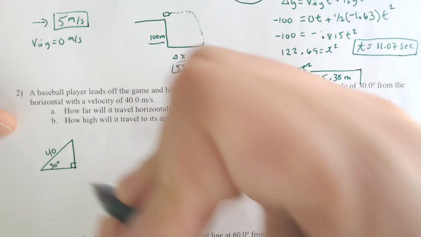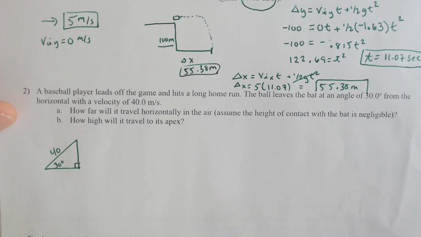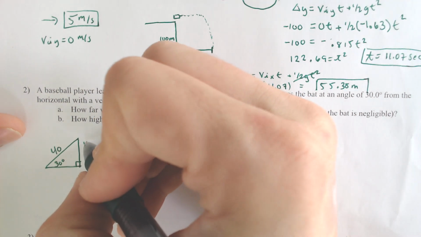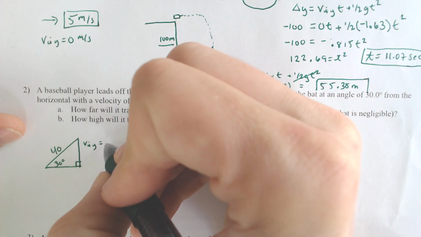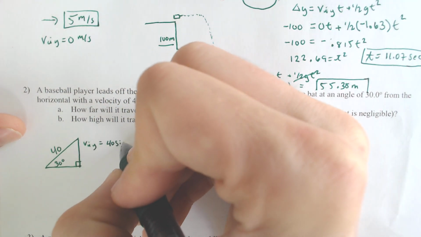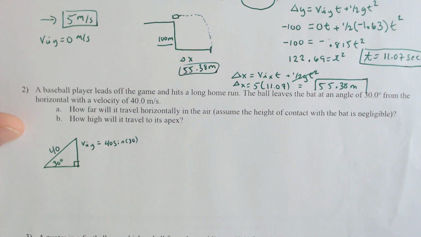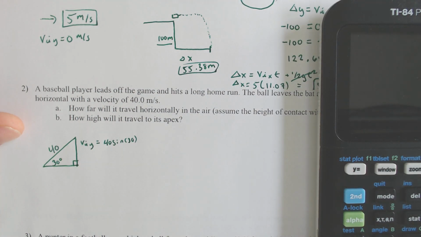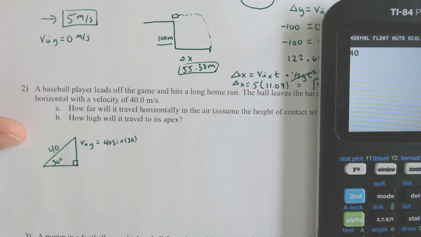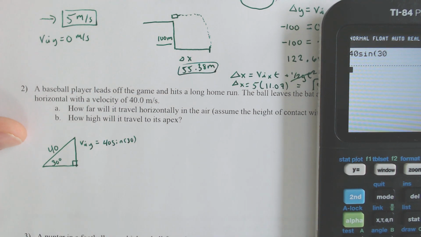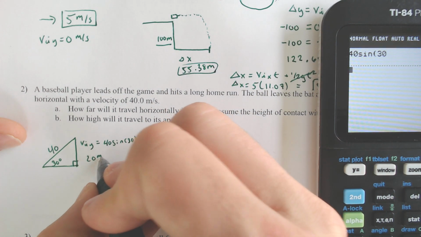So if it gives you these two essential things, I always recommend using that to find your VI for Y. Remember, that is 40 sine of the angle, because it would be the opposite that we're looking for. So 40 sine of the angle ends up equaling 20. I didn't need a calculator for that.